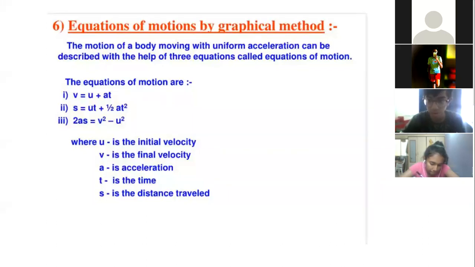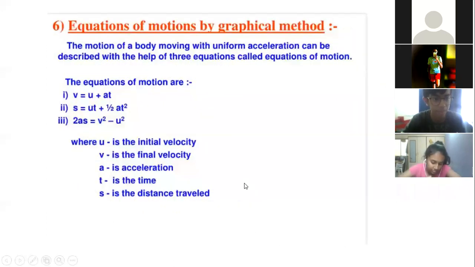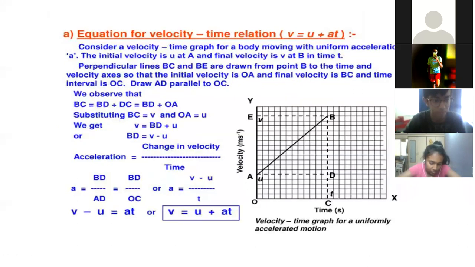Ma'am, I'm not able to move my slide. Ma'am. Okay, ma'am, your doubt session will be in the last 10 minutes. Please wait till then.